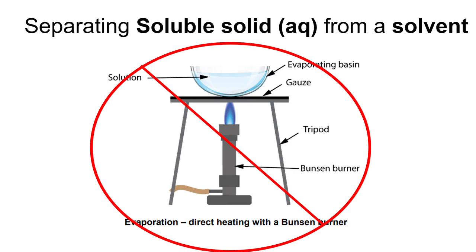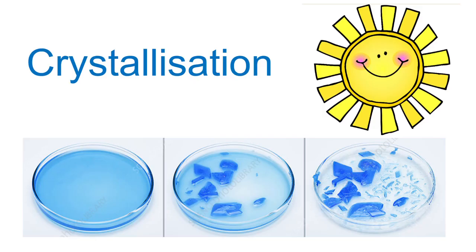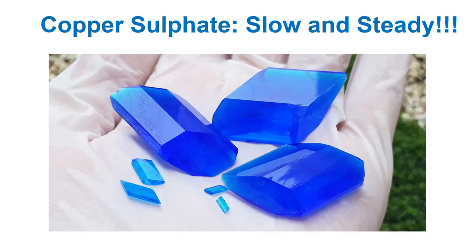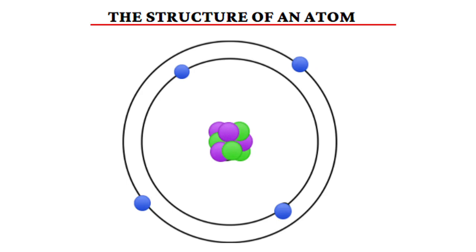Now, why can't I just use the liquid and a Bunsen burner? Well, it's about crystallization, and crystallization takes time. So you leave them maybe over the weekend so the crystals can grow. If I evaporate the liquid straight away, I wouldn't get any nice crystals like this. So that's why we don't actually use the Bunsen burner technique. You need to be able to apply this to any neutralization reaction to make any salt, and it'll be the same technique. Next, on to the structure of an atom and how we have discovered it.